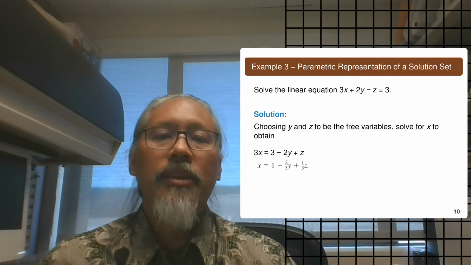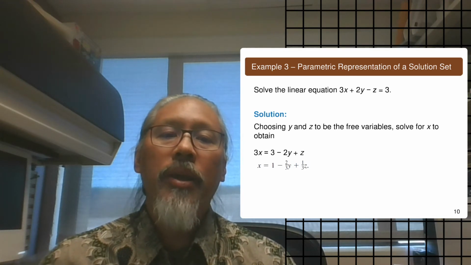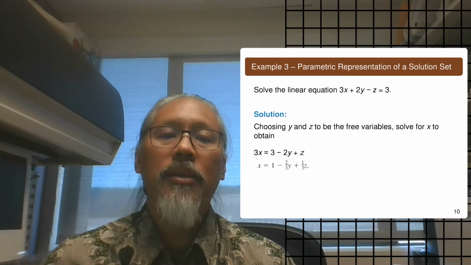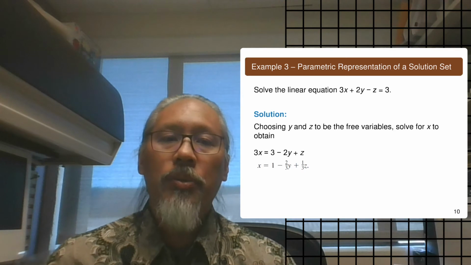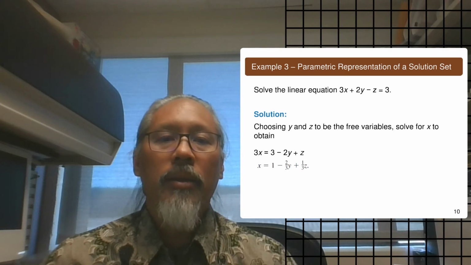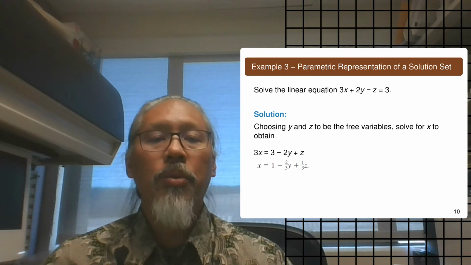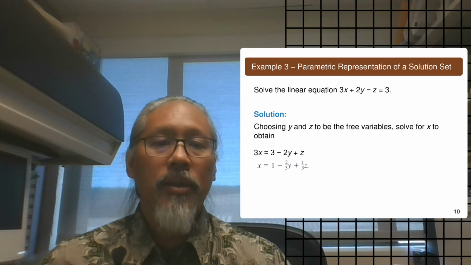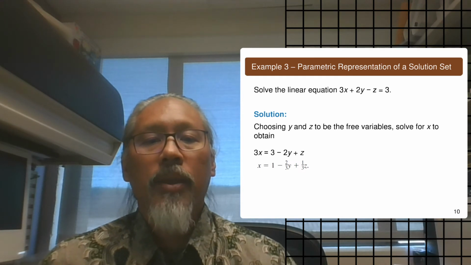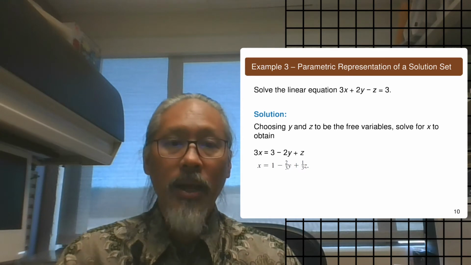Let's take a look at this example. We have a linear equation 3x + 2y - z = 3. So that's only one equation we're dealing with, and the question is, what values can we put in for x and y and z so that we get this to be a true statement? It turns out that there's a lot of possible answers.